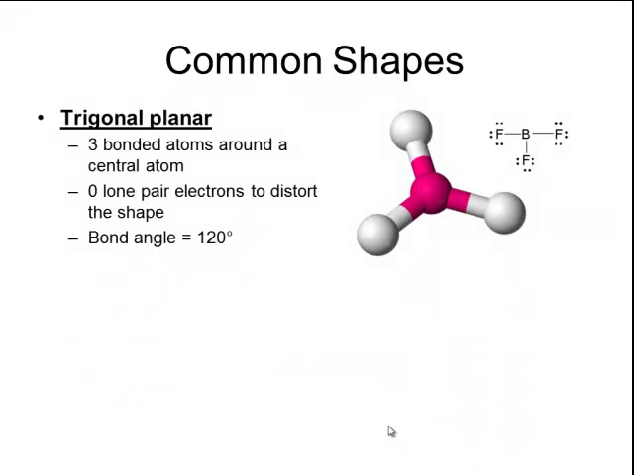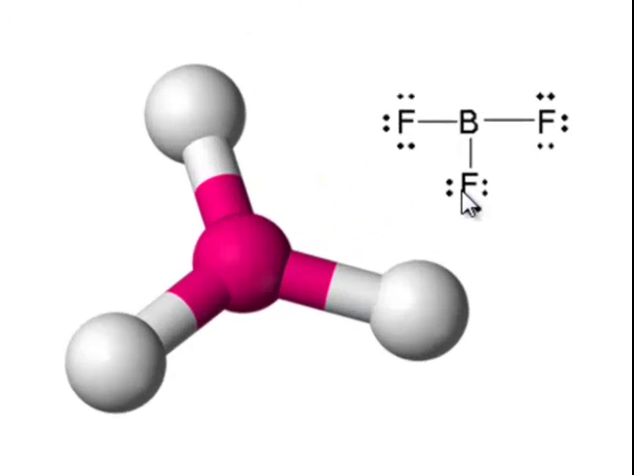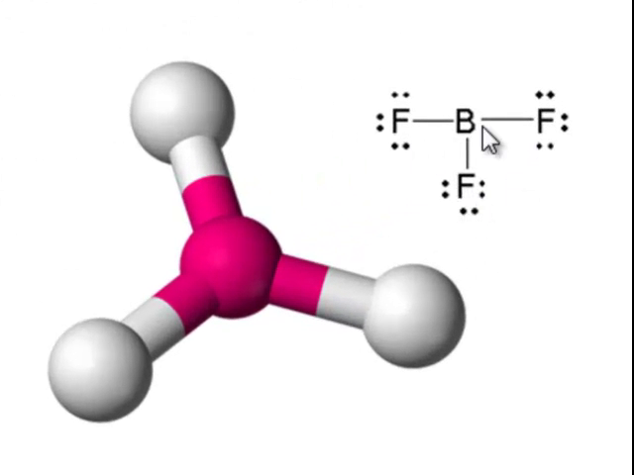A fourth shape is called trigonal planar. In a trigonal planar molecule, there are 3 bonded atoms around a central atom. So here you have 3 fluorines surrounded by the central atom of boron.